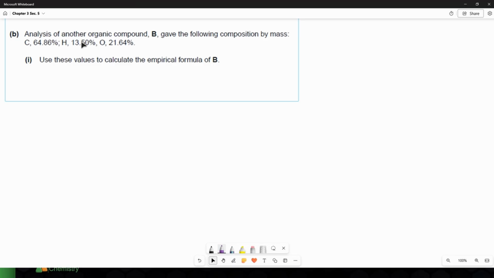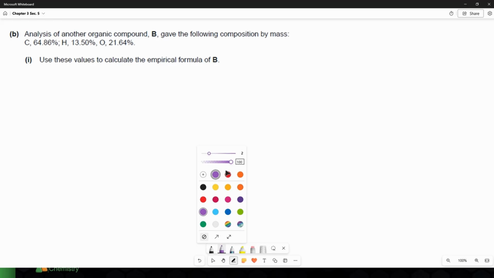So analysis of another organic compound B gave the following composition masses. We have the percentages, and then use these to evaluate the empirical formula of B. Now here is where these are going to be a little different from question to question. What you're given will be different.